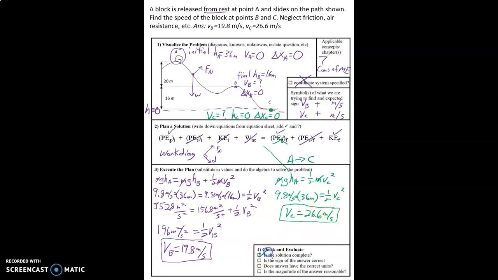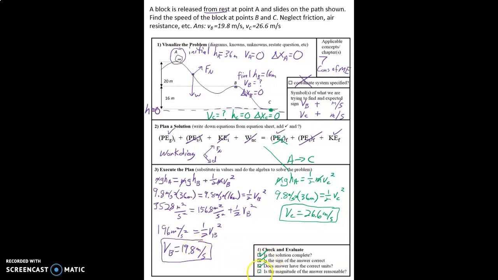Now our solution is complete. We did get positive answers for our speed. Speed is a scalar, magnitude only. We did pay attention to our units. Remember here where we looked at meters per second squared times meters, got meters squared per second squared, took the square root to get meters per second. So the units made sense.